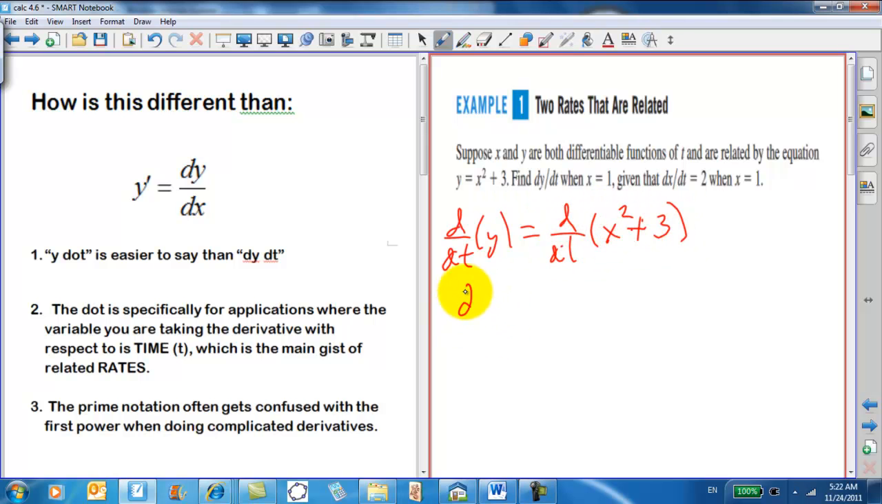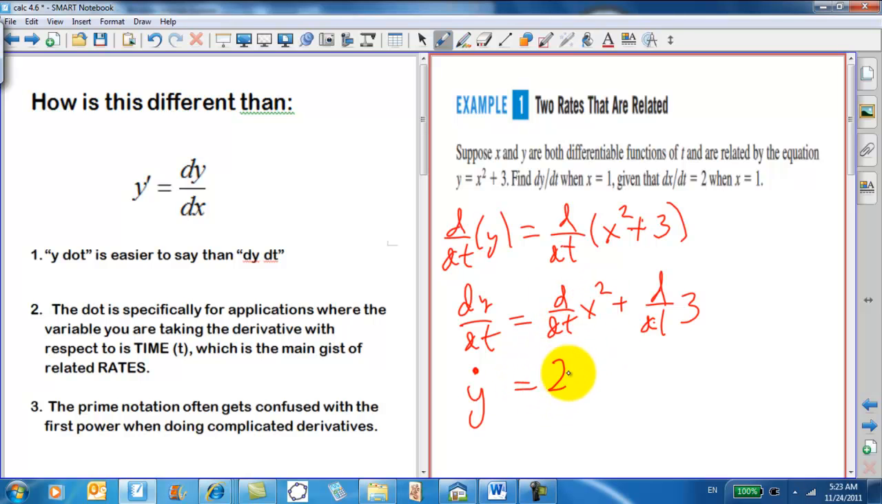So we get dy dt equals the derivative with respect to time of x squared plus the derivative with respect to time of 3. We said an easier notation is y dot, and the derivative with respect to time of x squared is 2x x dot, plus the derivative with respect to time of 3, which is 0. So here's our equation that relates the rates: y dot equals 2x x dot.